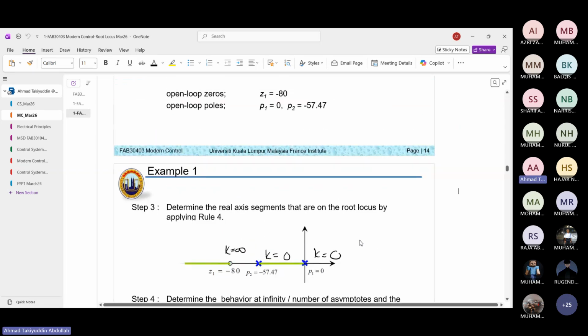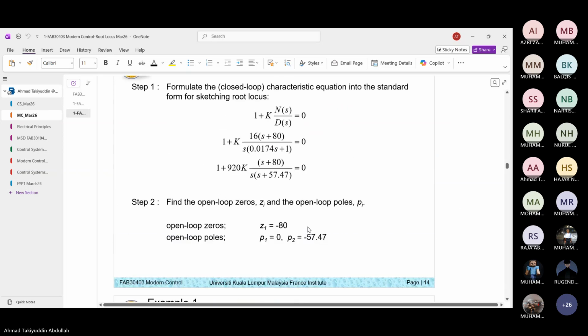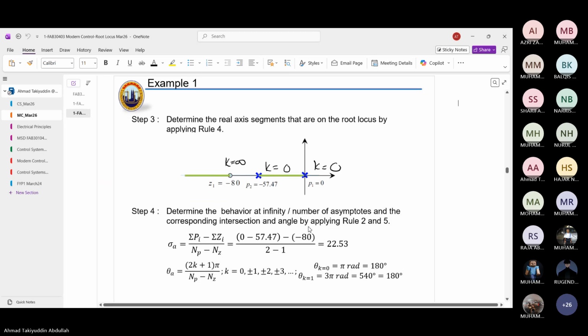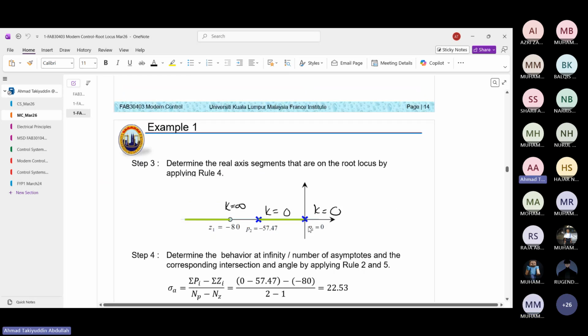We actually have reached up to this step number 3. But the fact is, if we look at what we have in the rules, it's already more than 3 rules that we have in our consideration for this root locus. Anything? Okay. No, sir. All right.